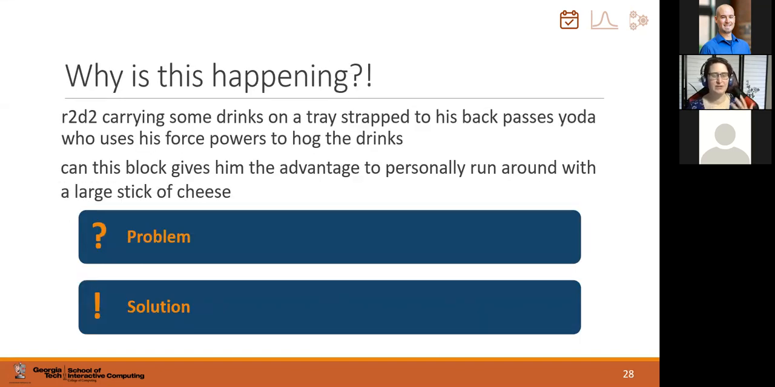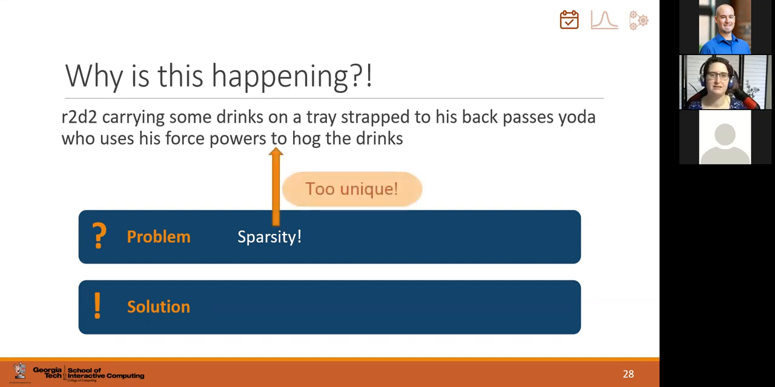And one of the reasons why this is happening is because there's sparsity in these data sets. So when you're training these models on these stories, you only see these stories once in the entire data set, or you only see a sentence once. Normally this is a good thing because authors like to be unique when they write stories, but it's not great when you're training a neural network.